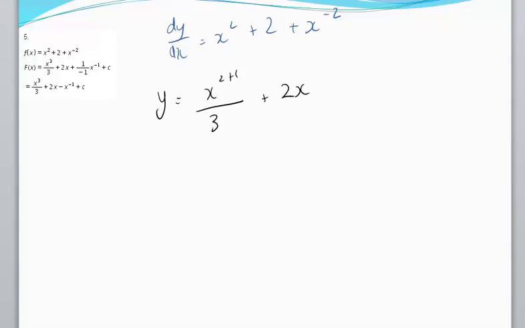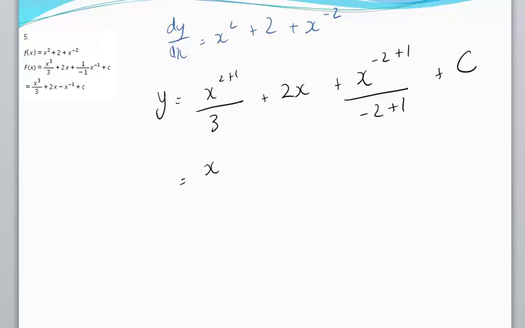Okay, if we go to question 5 here. So we have dy/dx is x squared plus 2 plus x to the power of minus 2. So we treat each of these individually. So y is equal to x to the power of 2 plus 1 divided by 2 plus 1, which is 3, plus 2x, we add our x in, we could divide by 1 but we don't need to, plus x to the power of minus 2 plus 1, and this is going to be divided by minus 2 plus 1, plus our constant c.